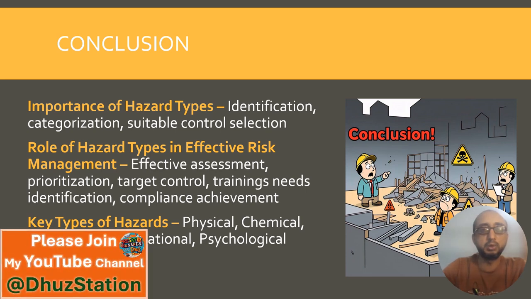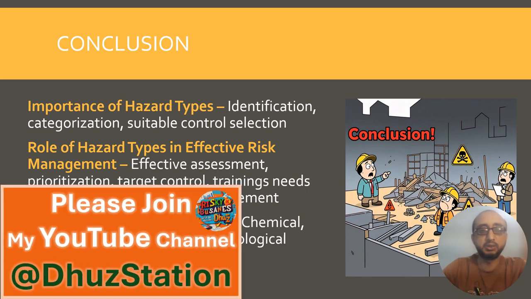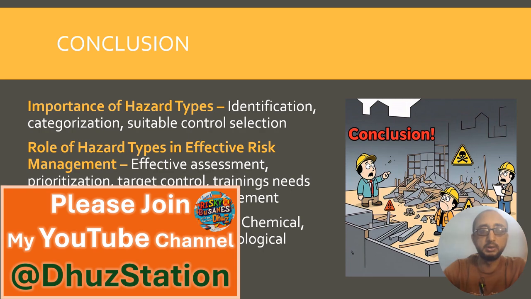Then we looked into the types of hazards, which are basically physical, chemical, biological, organizational, and psychological. Today, in this video, we learned them briefly. In the later section of the module, we will implement the risk assessment process and hierarchy of control on these types.